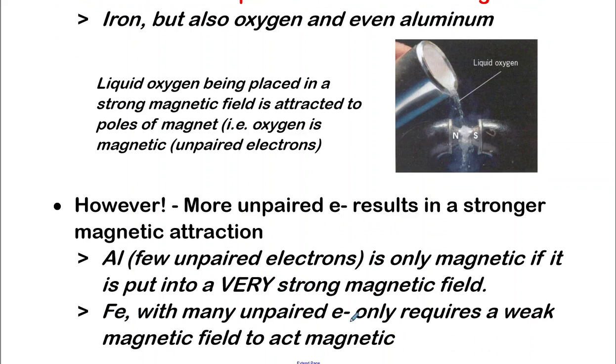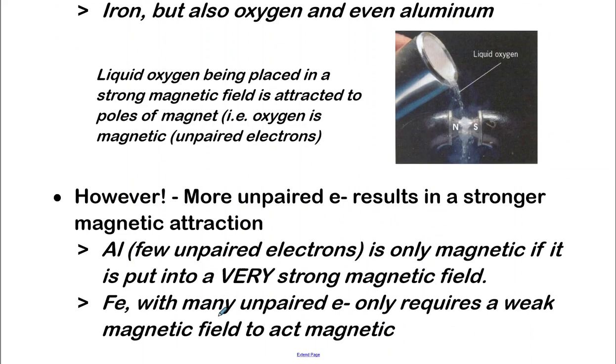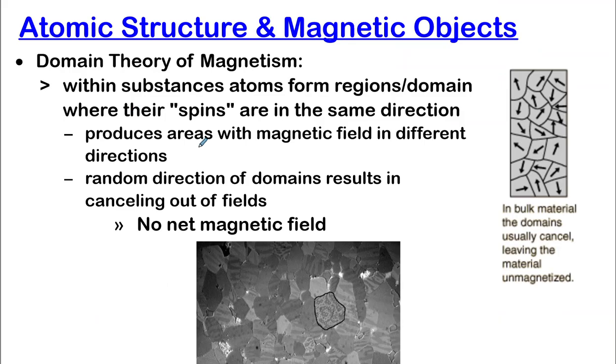Iron has many unpaired electrons, and so we don't really need a strong magnetic field to get it to act like a magnet. That's why iron is easily magnetized. Taking that one step bigger, now I have individual atoms that act like magnets.